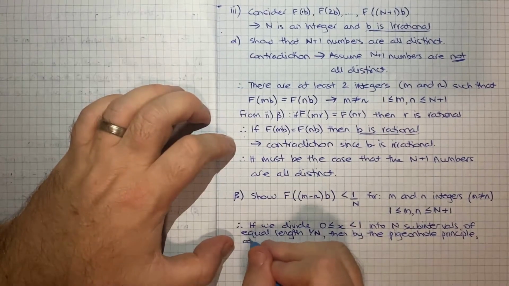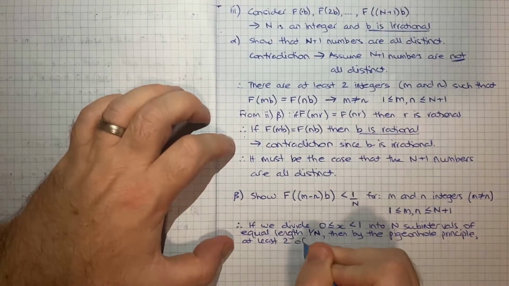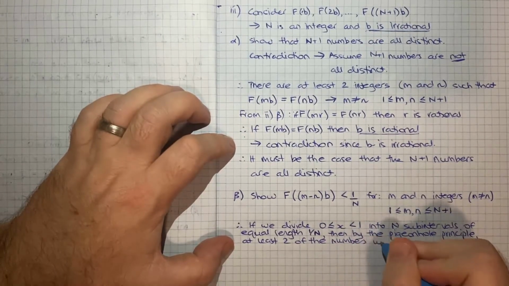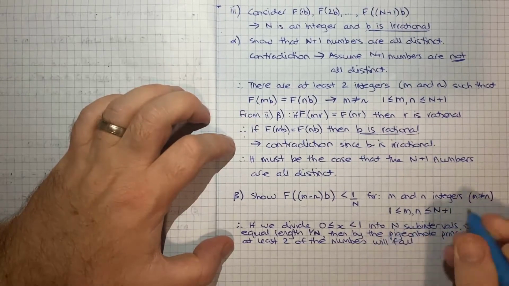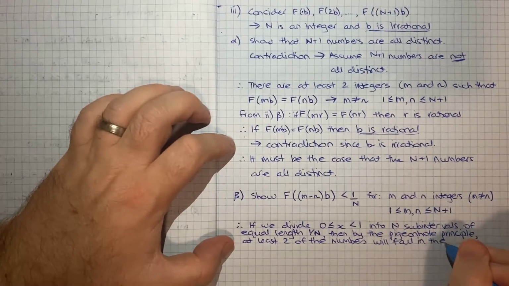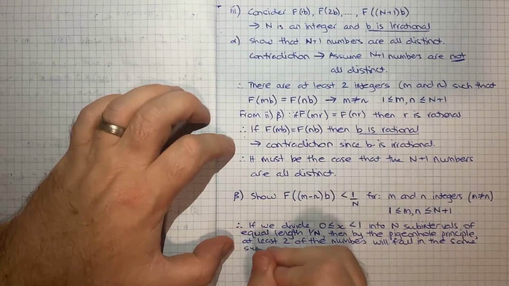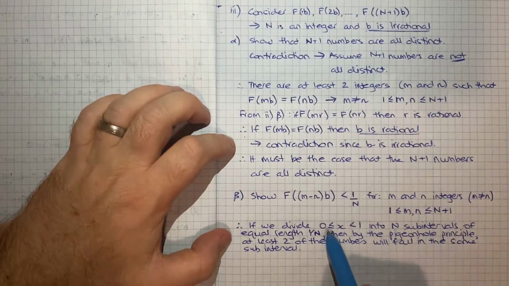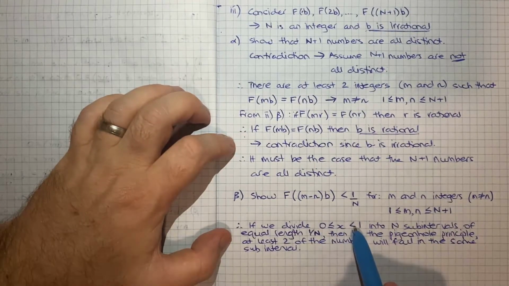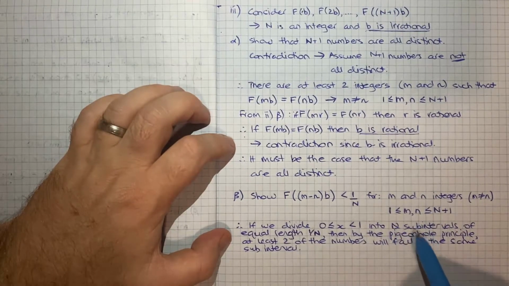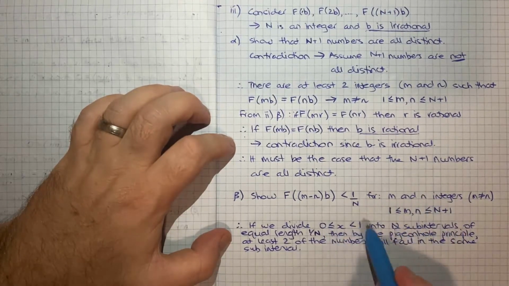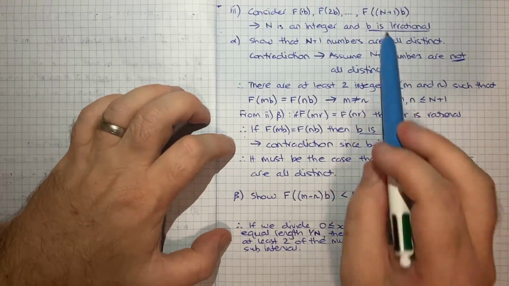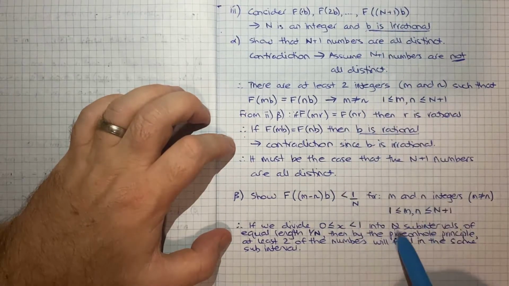at least 2 of the numbers will fall in the same sub-interval. So I'll just take a moment to explain that. So we've got this range x between 0 and 1. We've divided it into n subintervals. So there's n subintervals to place a whole bunch of numbers. They've each got a length of 1 on n. But we've got n plus 1 numbers to squeeze into these n subintervals.